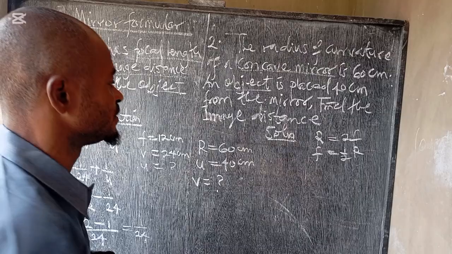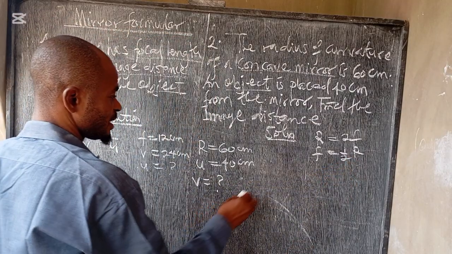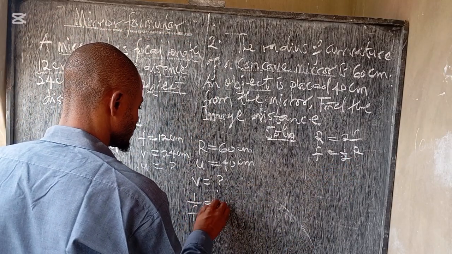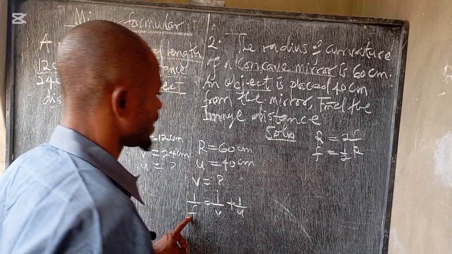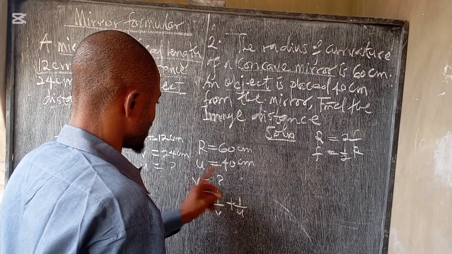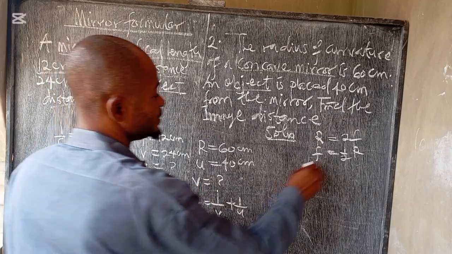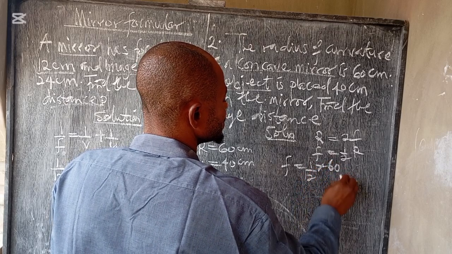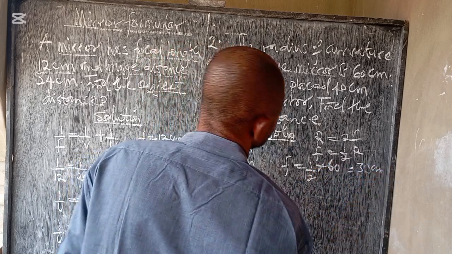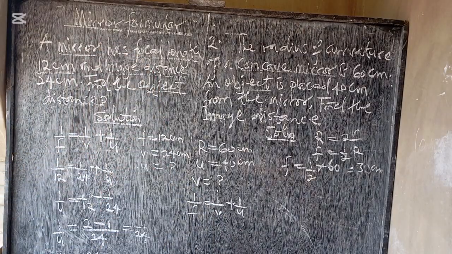Look at the formula: 1 over f is equal to 1 over v plus 1 over u. So I need v, and I need f and u. f is going to be 1 over 2 times 60, which gives you 30 centimeter. So 1 over 30 is equal to 1 over v, which I'm looking for, plus 1 over 40.